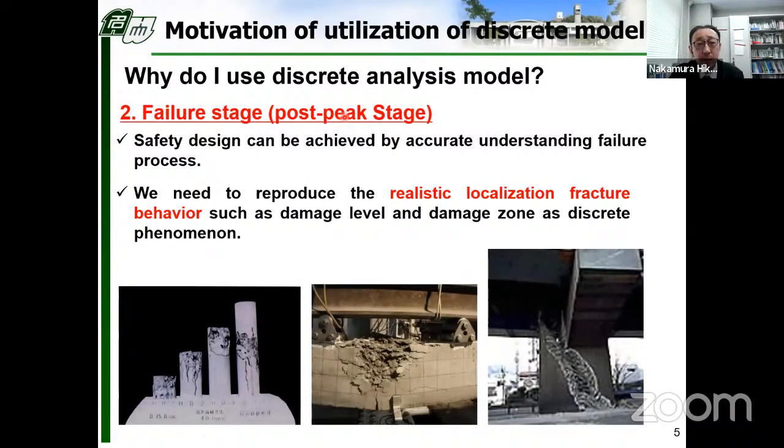Second, the motivation is for the failure stage. Not only maximum load, but also post-peak behavior. We have learned the importance of understanding the failure stage from several accidents, such as big earthquakes. Safe design can be achieved by accurately understanding the failure process. We need to reproduce realistic localized fracture behavior, such as damage level and damage zone, as discrete phenomena.